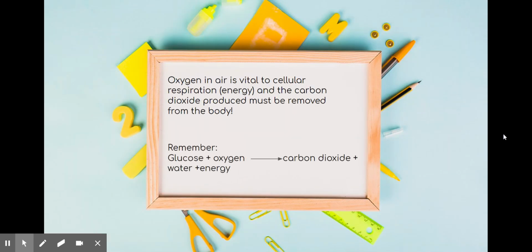So oxygen in the air is vital to cellular respiration, as we already know, and carbon dioxide has to be removed. As a reminder, that's just the equation for cellular respiration. It's just reminding us that we need to bring oxygen in to produce carbon dioxide.